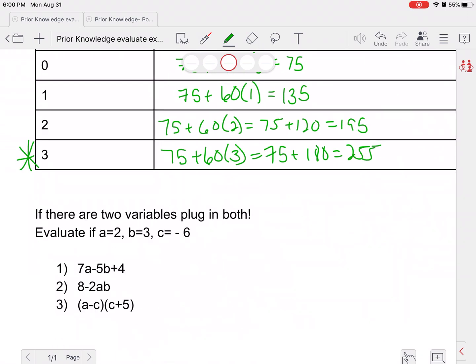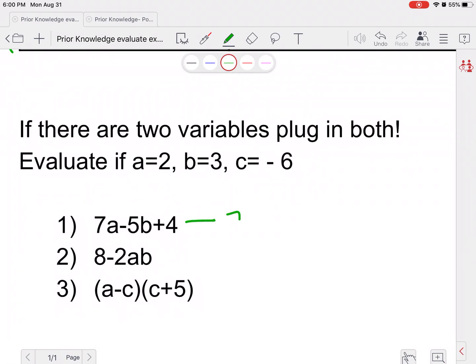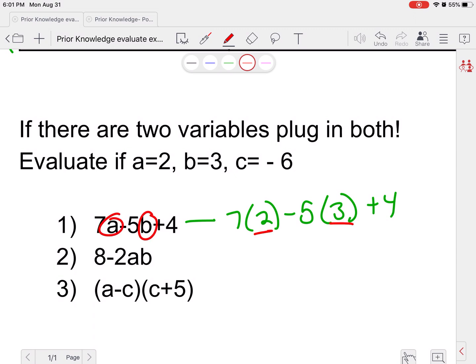Okay. Sometimes we'll have to plug in more than one variable, so just plug them both in. So here we would have 7 times a, which is 2, minus 5 times b, which is 3, plus 4. So all I did was I took my letter A and made it a 2, and took my letter B and made it a 3. Okay, and I put it in parentheses so I remember that I, in fact, need to multiply. Because anytime I see a number right next to another number with parentheses between them, that means multiply.